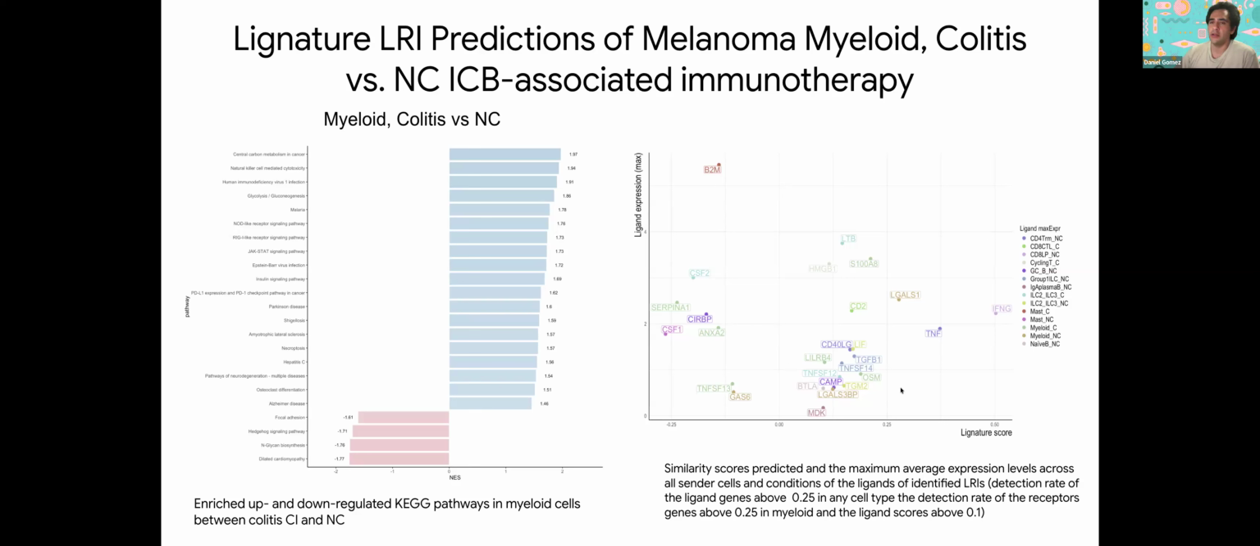So these are the Lignature score versus ligand expression max, where we can see the similarity scores predicted in the maximum average expression levels across sender cells and the conditions of ligands, identified LRIs with the detection rate of the ligand genes above 0.25 and any cell type detection rate genes above 0.25 and the myeloid and ligand scores that are above 0.1.